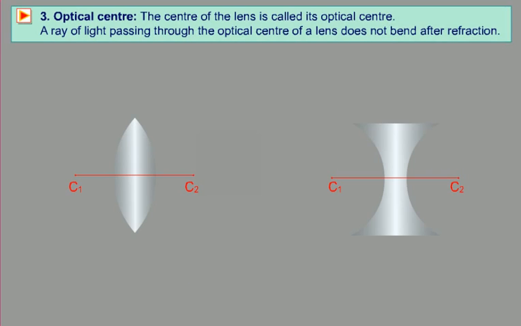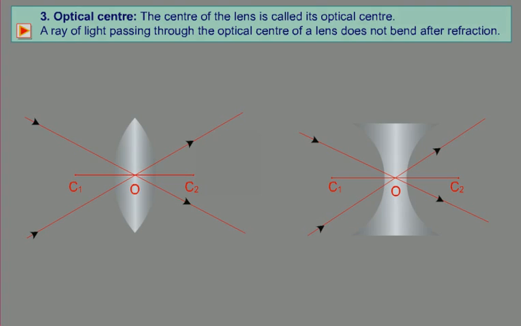Optical center. The center of the lens is called its optical center. A ray of light passing through the optical center of a lens does not bend after refraction. In the figure, the optical center is shown as O.